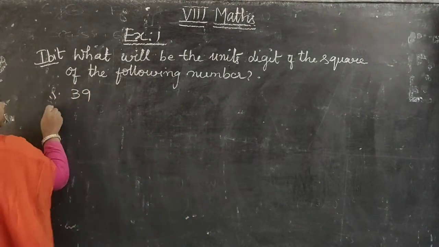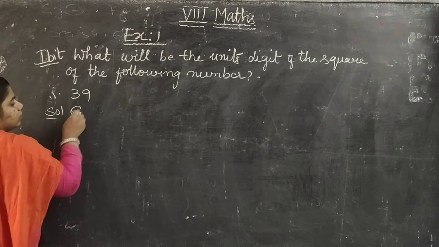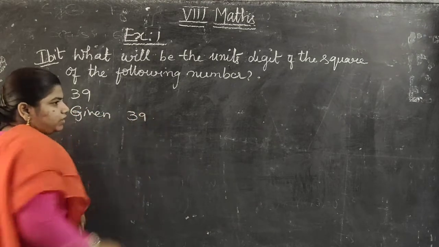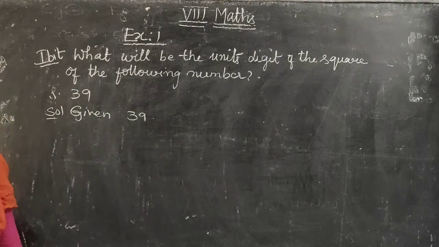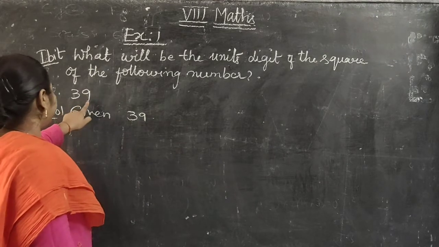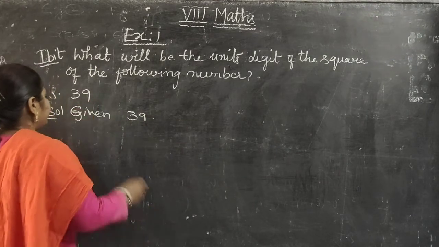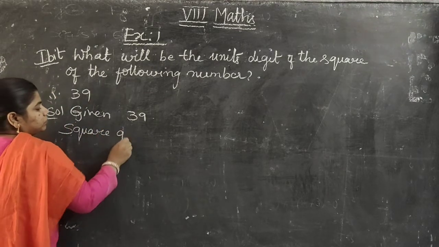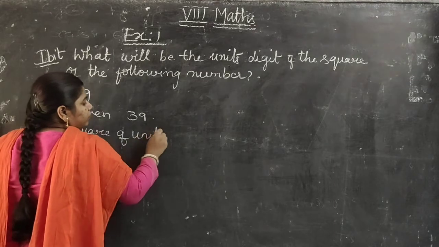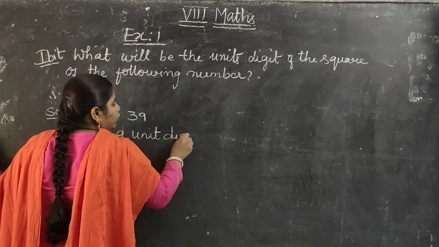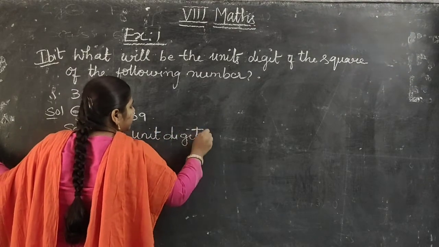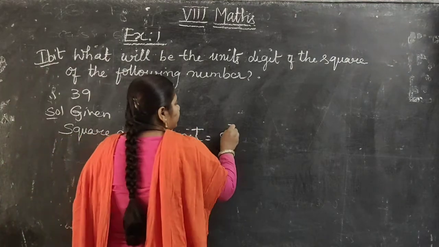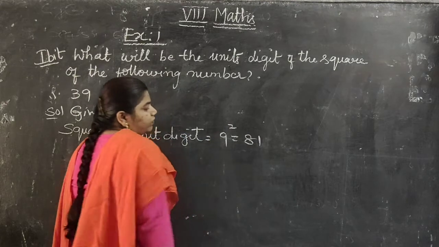So what is the given number here? Given is 39. First we have to find the square of the unit digit. This last digit we have to find. What is the unit digit? That is 9. We have to find the square of that. So 9 square will be equal to 81.